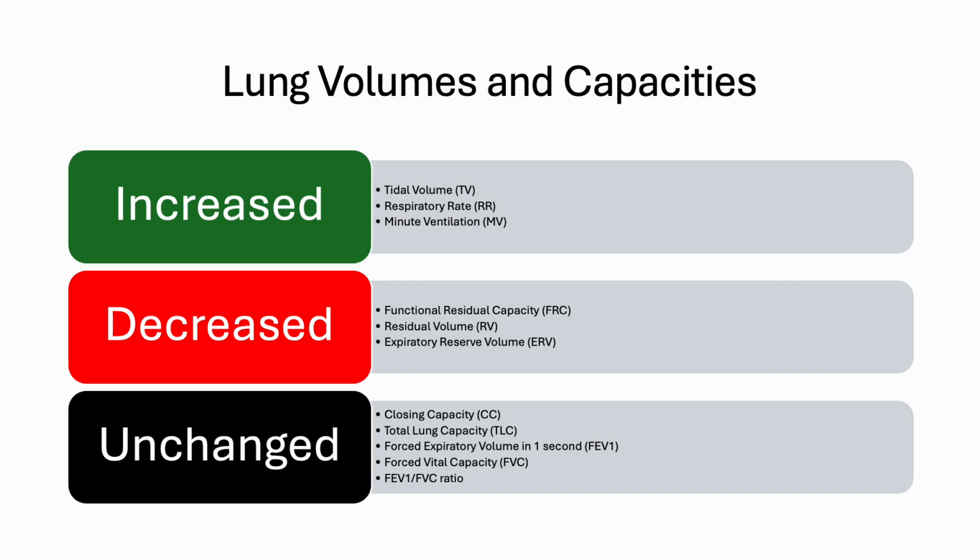We are going to decrease our functional residual capacity, our residual volume, and expiratory reserve volume because we are going to have displacement of our diaphragm by that gravid uterus. And it's important to know, if you just remember the FRC decreases, the two parts that make up FRC are residual volume and expiratory reserve volume. So if you can remember that just FRC decreases, you can get the other two.